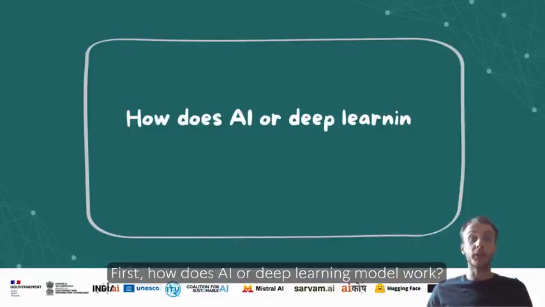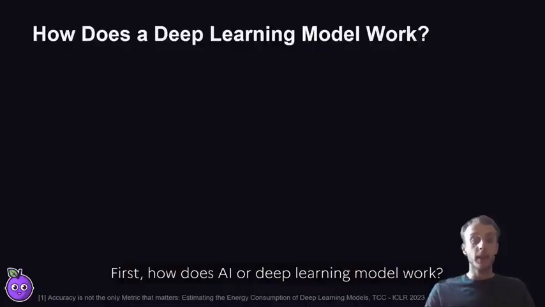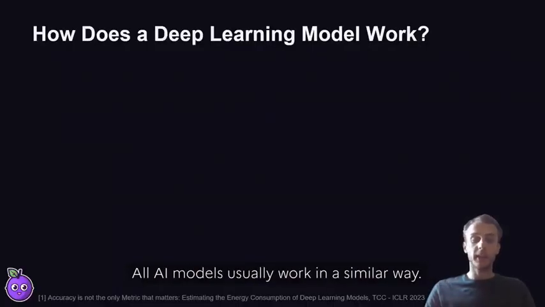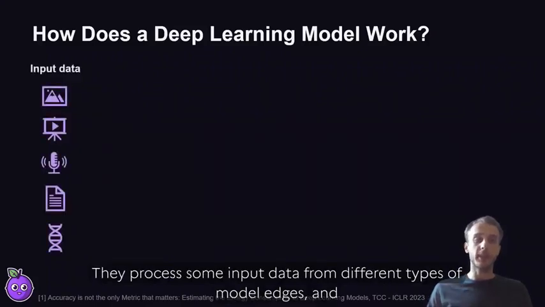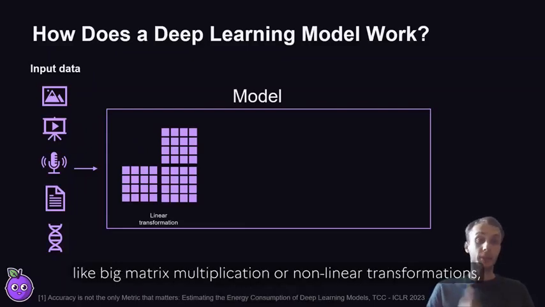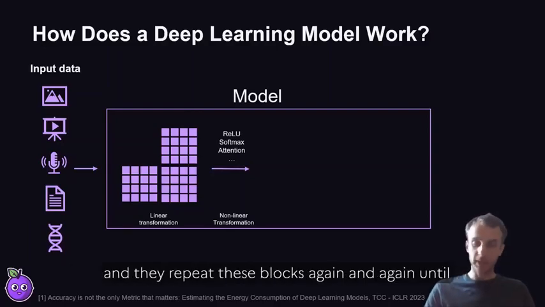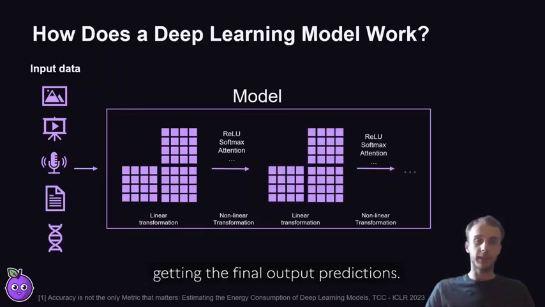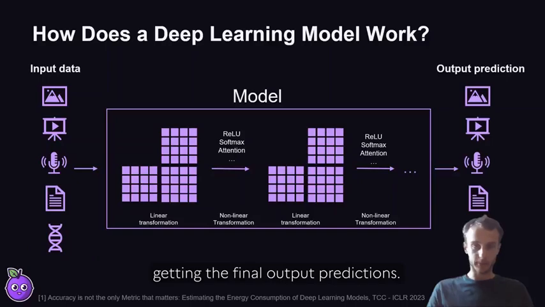First, how does an AI or deep learning model work? All AI models usually work in a similar way. They process some input data from different types of modalities, and then they run some instructions. It can be linear transformations like big matrix multiplication, or nonlinear transformations. And they repeat these blocks again and again until getting the final output predictions.